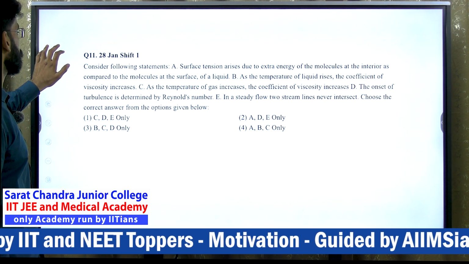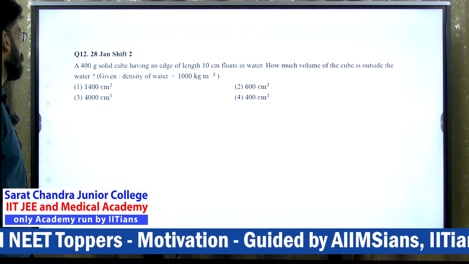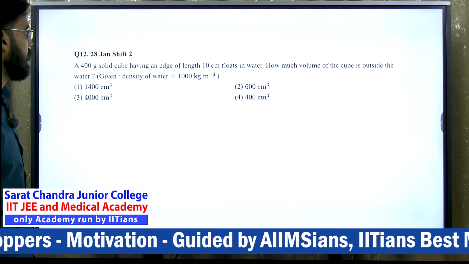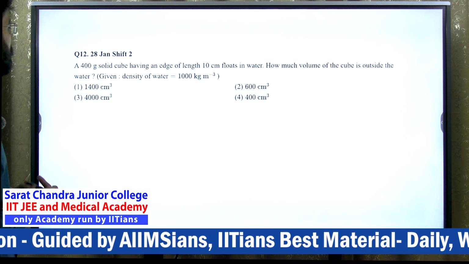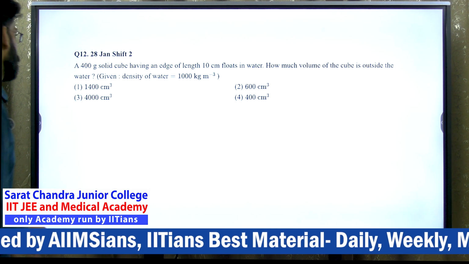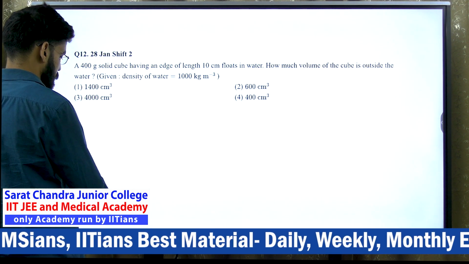Understood? Next question, 12th. A 400 gram solid cube having edge of length 10 cm floats in water. How much volume of the cube is outside of the water? Basic question of fluid mechanics is being asked.